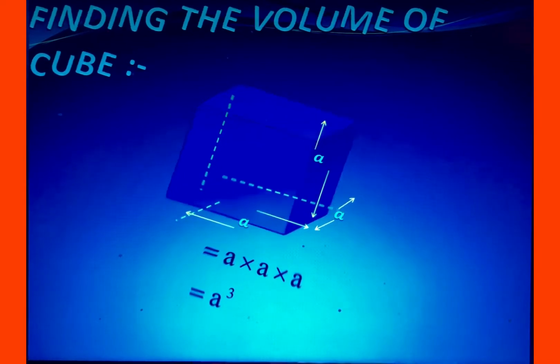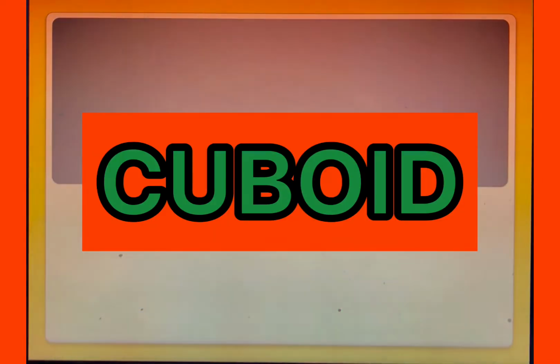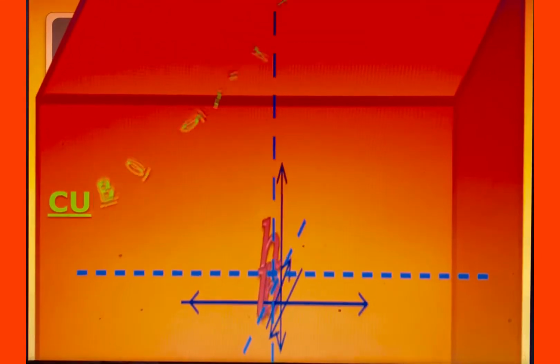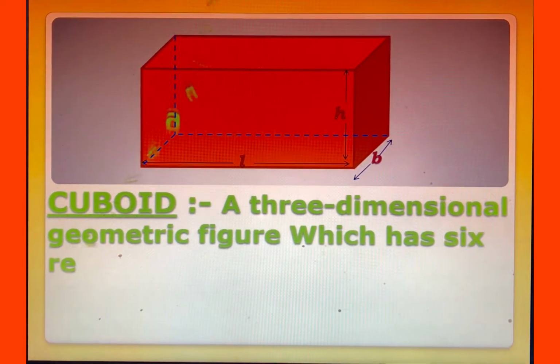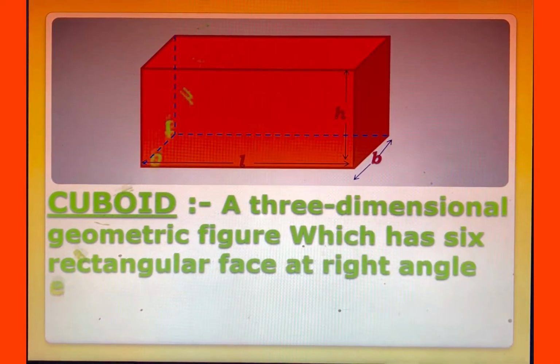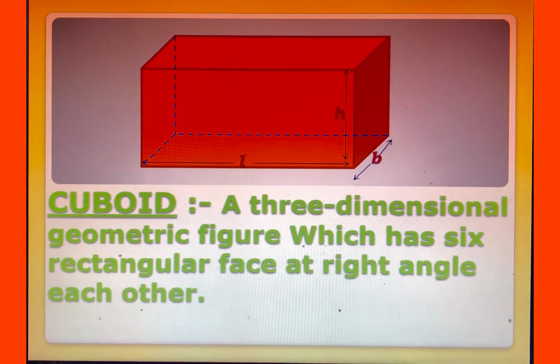Now take another solid, that is cuboid. So what do you understand by cuboid? A three-dimensional geometric figure which has 6 rectangular faces at right angle to each other. That type of shape is known as cuboid. So here you can see that there are 6 faces. Length is L, breadth is B, and height is H. So this type of shape is known as cuboid. That is, length, breadth and height all are different.